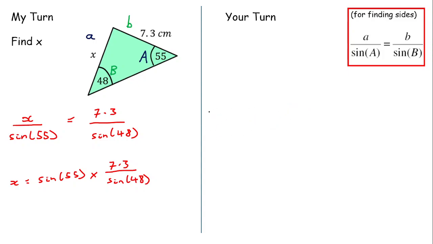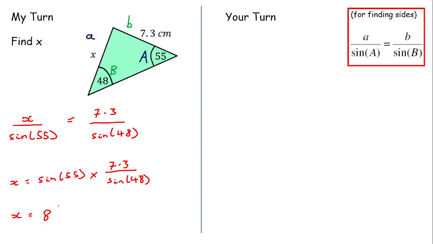Good. And then from here, we just write this into our calculator. And if you've got a half-decent calculator, this is pretty straightforward. It's really important that we do have a good calculator. It just makes things so much easier. So we're typing in sine 55 times 7.3 over sine 48, and that will give you roughly 8.05. It's gone to 1 decimal place here, so we'll keep it to 1.